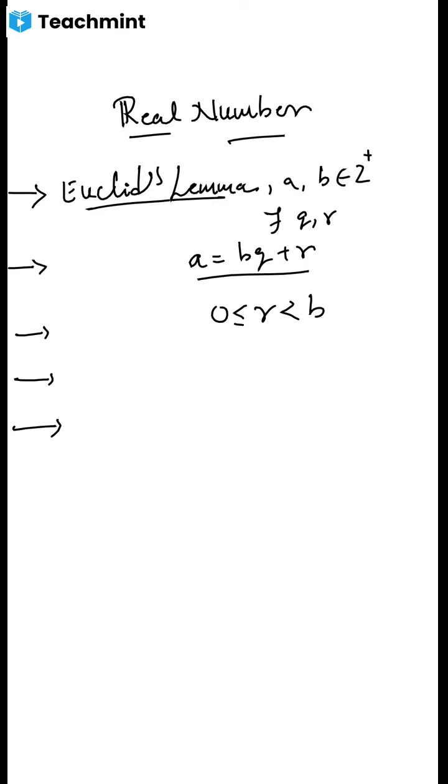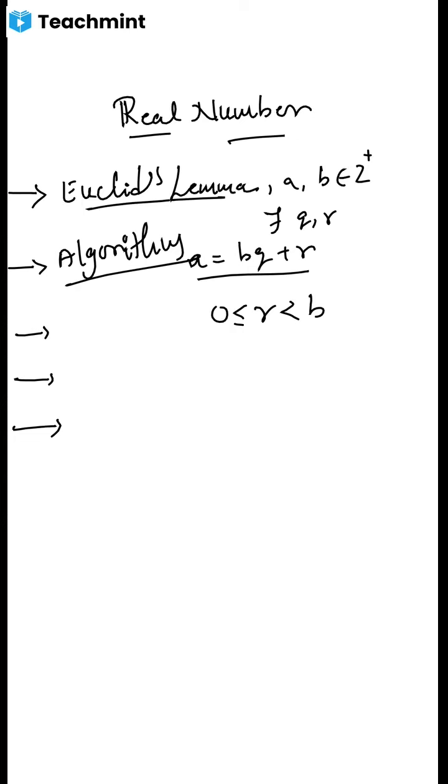What does the algorithm say? So here, when you consider two numbers, we are finding their HCF by using Euclid's lemma, that is a = bq + r, where r is less than b and greater than or equal to 0. Right?